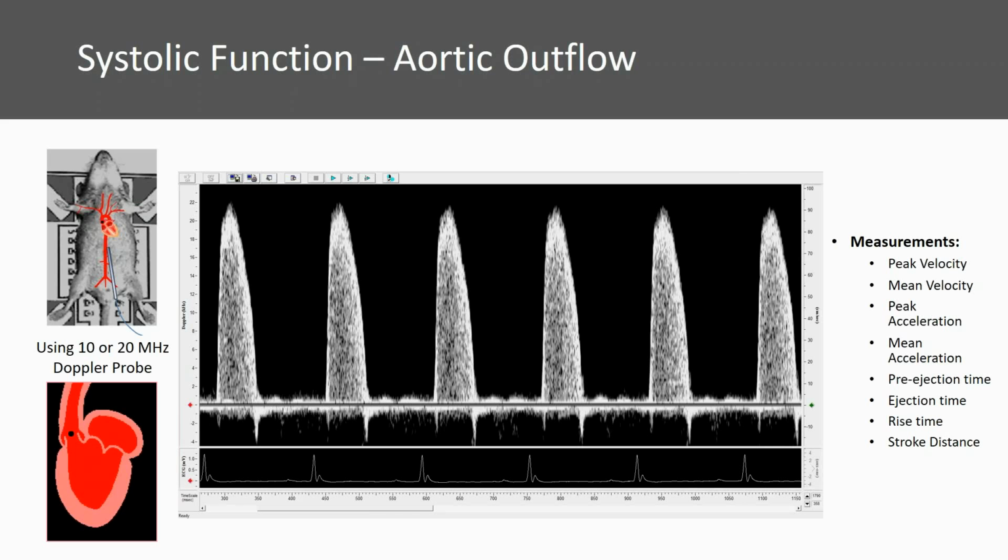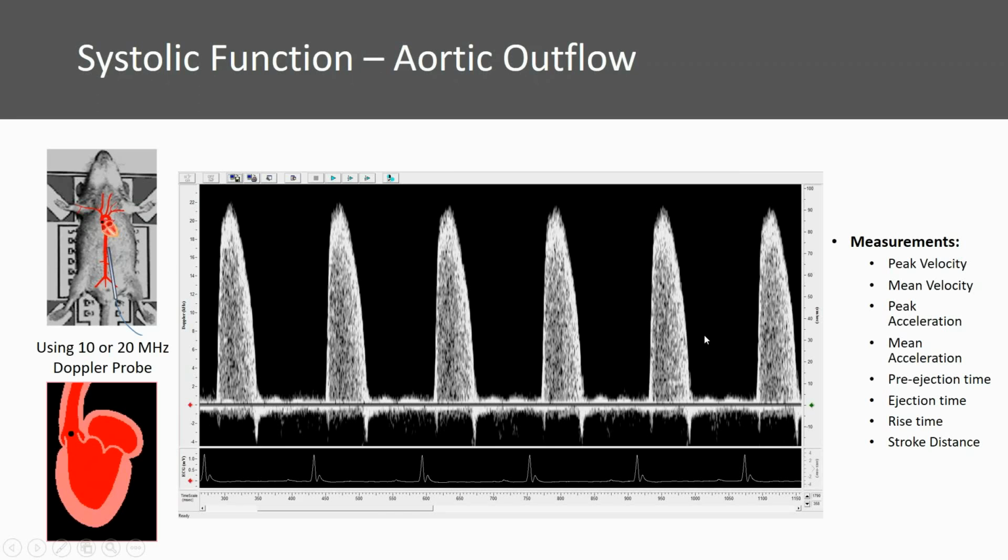So first, systolic cardiac function. We've touched on this briefly a few slides ago, but again, we measure flow at the aortic valve. Here again, we can see that very small reversal in flow as the aortic valve is closing. This allows us to be reproducible in the placement of our sample volume for these measurements. We take the probe and we aim it up under the xiphoid process towards the base of the heart and locate the very distinctive aortic outflow velocity waveform as you see here.